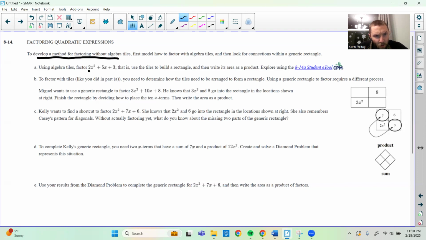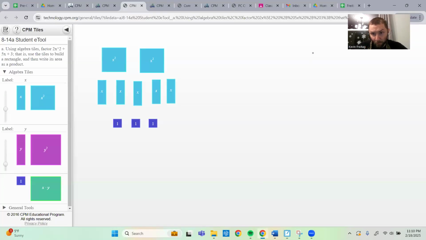The expression's right here, 2x squared plus 5x plus 3. They want us to try to factor that. So I do still have up these algebra tiles here from our CPM online textbook. And you can see here they have 2x squareds, 5 x's, and 3 singles. Okay, so that's good. That's our goal. We want 2x squareds, 5 x's, and 3 individuals. And I'm going to try to arrange this into a perfect rectangle.